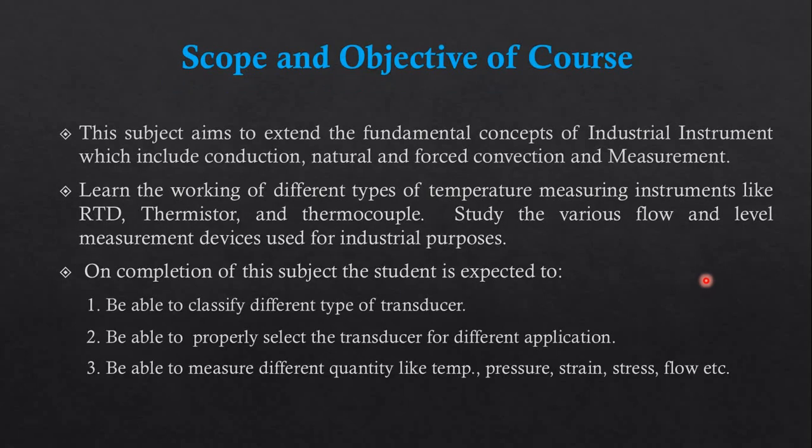Next is scope and objective of the course. Why are we studying industrial instrumentation in our 7th semester? So this subject aims to extend the fundamental concepts of industrial instrumentation, which include conduction, natural and forced convection of the measurement. So in this course we are going to see different techniques to measure different physical quantities.